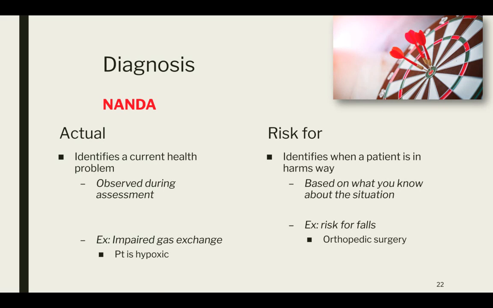All right, so our risk for diagnoses are going to be our risk management. These are situations where we can reasonably predict that harm could come to them as a result of something, based on what we know. This is the interpretation of our assessment data. Think safety issues with this one. So risk for things are safety problems, like risk for falls after orthopedic surgery. For an actual diagnosis, it could be impaired gas exchange when we know they have low oxygen saturation.